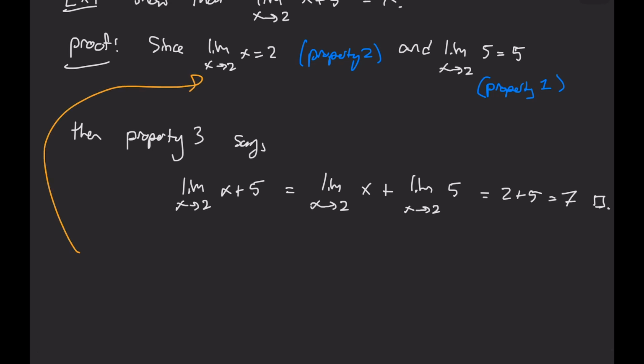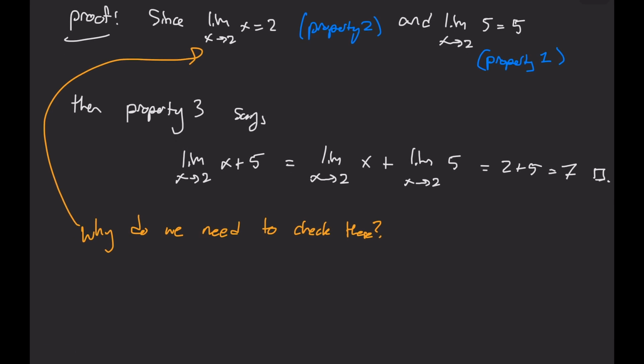So that avoids us having to do an epsilon delta argument. But one thing I'd invite you to ponder is, why do we need to check these limits exist? Can you come up with two functions whose limits do not exist, yet their sum has a limit?